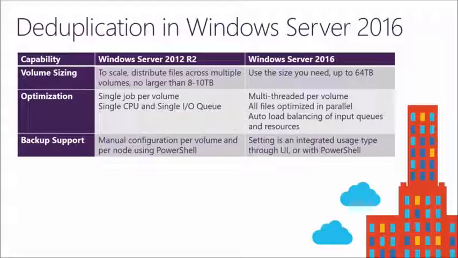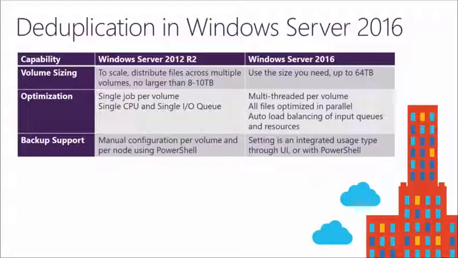Big volumes, put all your data on those volumes, how you see fit, up to 64 terabytes, which we feel is enough for most people. And then it will deduplicate at that size. And one of the reasons it can now scale so well is it's multi-threaded per volume, which means all files are optimized in parallel, load balancing across the volume itself, across the CPUs and threads. And that means it's a lot more efficient.